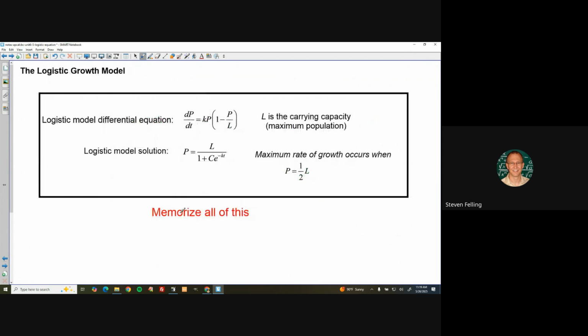Okay, so the things you need to memorize. Memorize the form of the differential equation. That's important for some questions. Memorize the form of the standard solution. Memorize that L is the carrying capacity, which is the maximum population, and memorize that the max rate of change and the inflection point occur when the population is at half the carrying capacity.